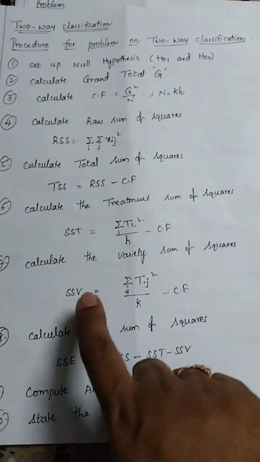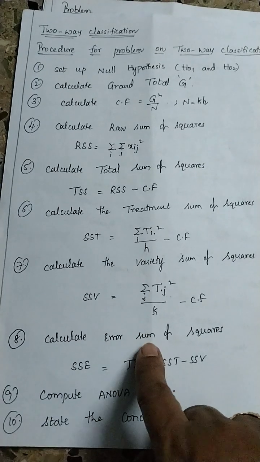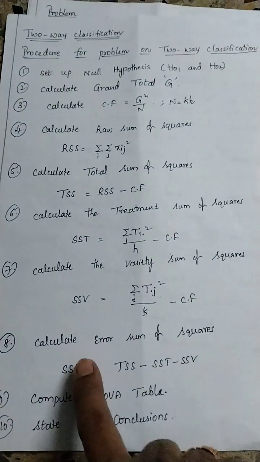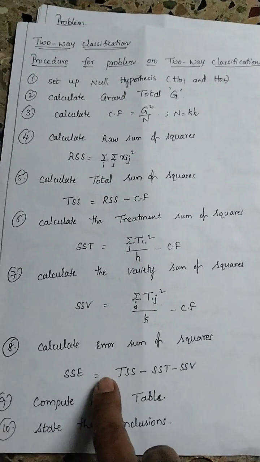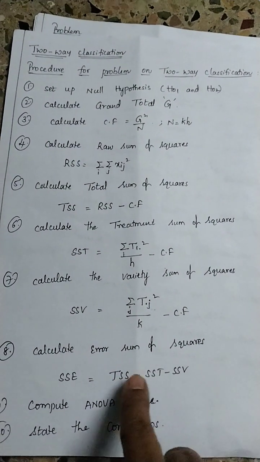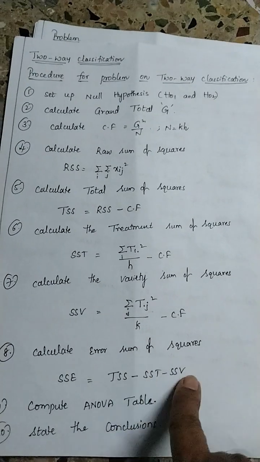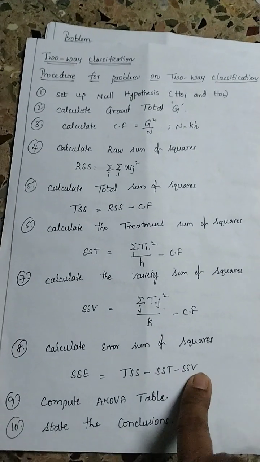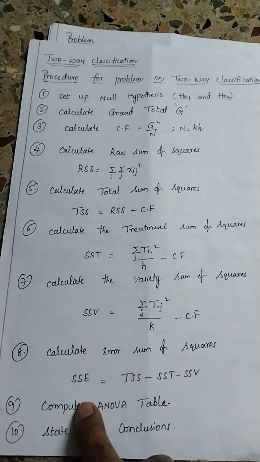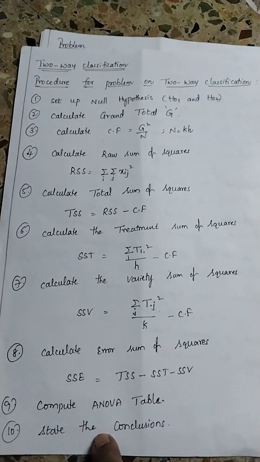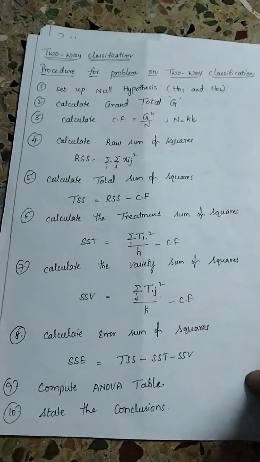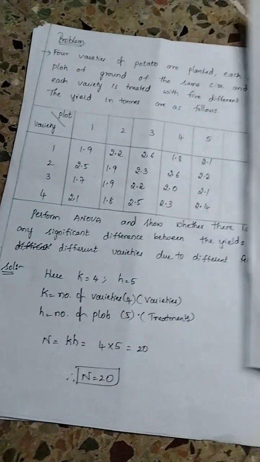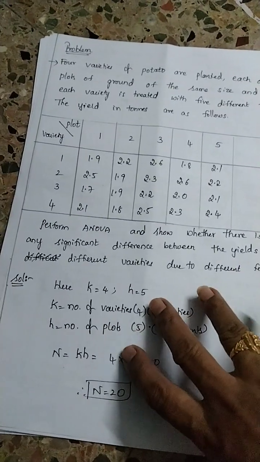Now calculate the error sum of squares, that is the sum of squares due to error, denoted by SSE, which is equal to total sum of squares minus sum of squares due to treatments minus sum of squares due to varieties. Now we compute the ANOVA table, and the last step is to draw the conclusions. Now we will discuss a problem based on that.